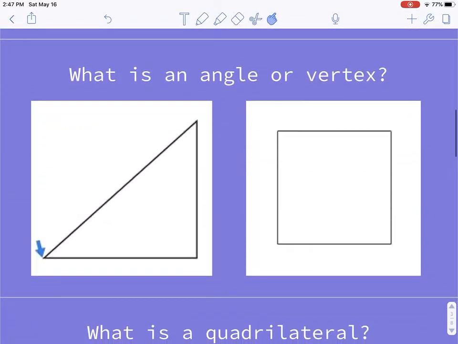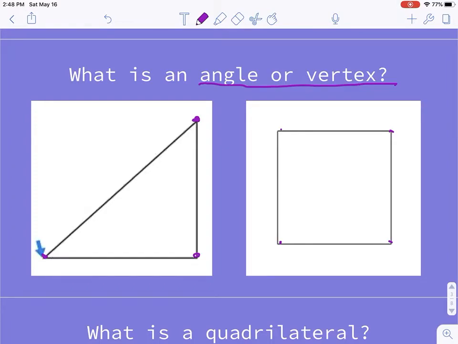These are also polygons, but right now I want to go over what is an angle or vertex. Now an angle or vertex is where two sides connect. It's where they meet. So it's basically a corner of a shape. So this one has 1, 2, 3 angles or vertices. 1, 2, 3, 4 angles or vertices on this square.